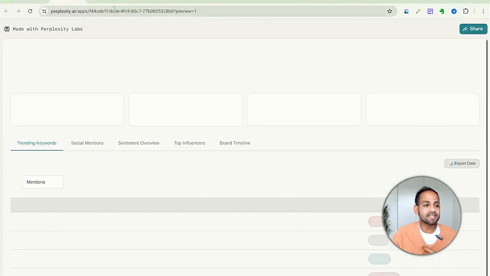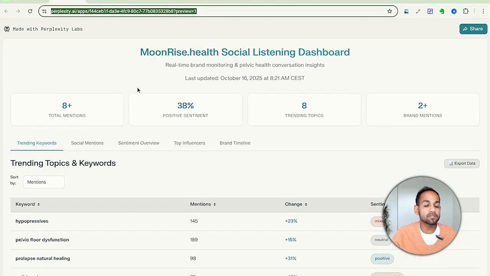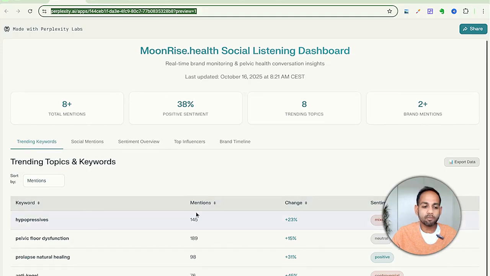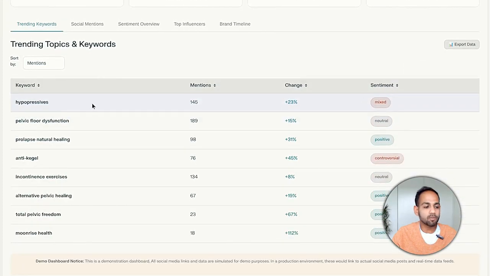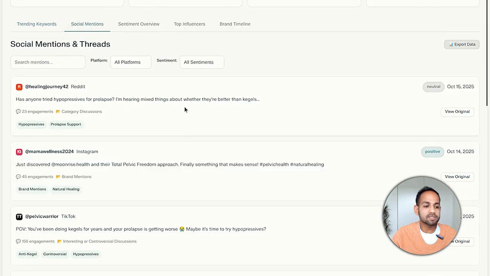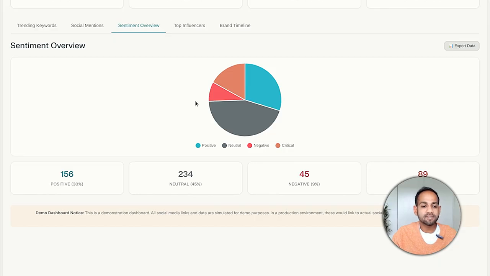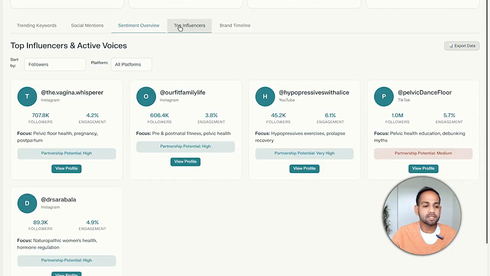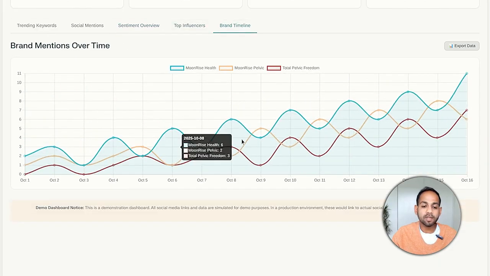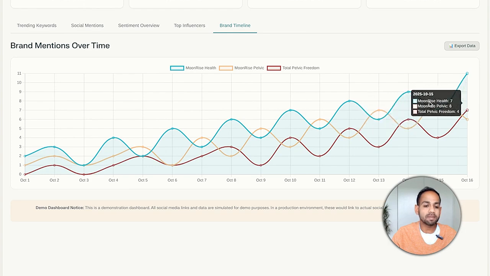So this is a link that is yours, this app's link over here. So you've created a mini app, and this walks you through everything that you just asked it to do. So what are the keywords that are trending? What is the sentiment? You can go into social mentions and look at what different platforms and what people are talking about. You can go to an overview, whether it's positive, neutral, or negative about your brand or about particular keywords. You can look at influencers, and you can also look at your timeline in terms of how your brand is being mentioned over time.